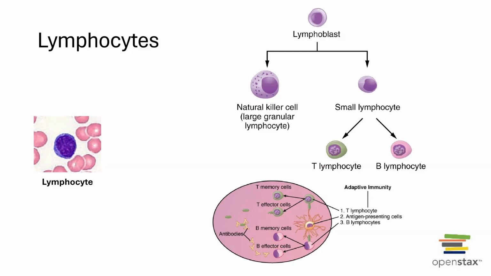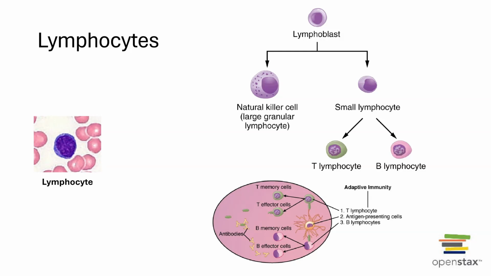Natural killer cells are capable of recognizing and killing cells that contain foreign or abnormal markers. This includes cancer cells and cells infected with a virus. B lymphocytes and T lymphocytes, also known as B cells and T cells, play prominent roles in defending the body against specific pathogens and are involved in the specific adaptive immunity.